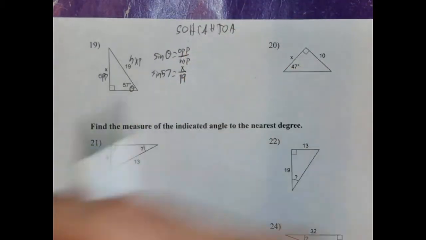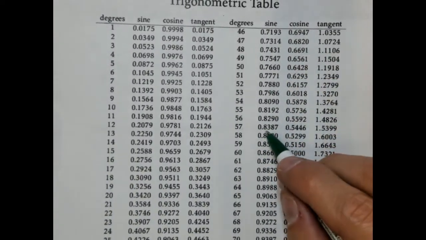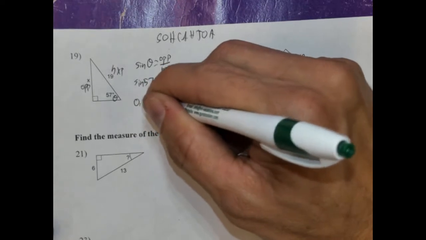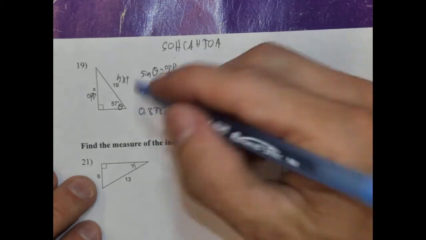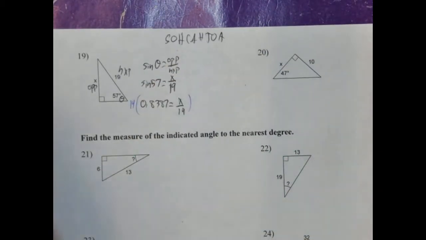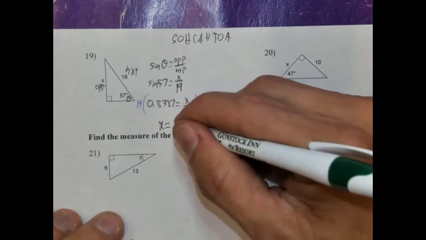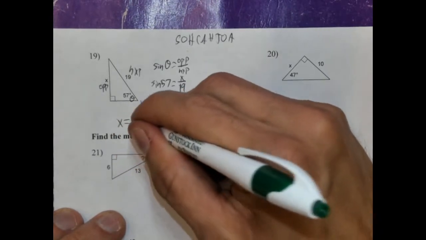And sine of 57, so let's look at 57 degrees. 57 is here. Sine is our first column, so it's going to be this value here, 0.8387. Okay. So 0.8387 equals x over 19, and then we multiply both sides by 19. Okay, 19 times 0.8387. So x equals 15.93, so it's going to be 15.9, or 9/10, I should be saying.